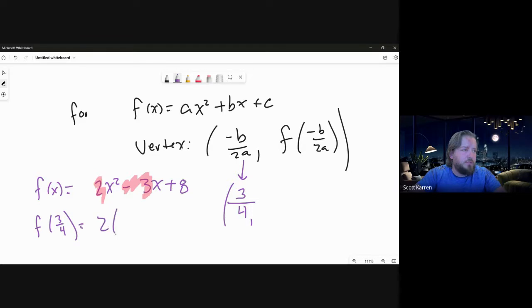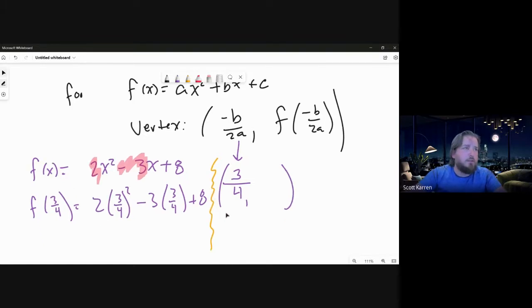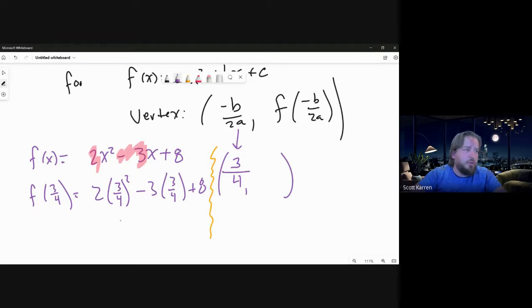going to be 2 times (3/4) squared, minus 3 times 3/4, and plus 8. And whatever I get out of that is going to be the y component of my vertex. So I'll just evaluate it. 3/4 squared is 9 over 16. That all gets multiplied by 2. Minus, I can multiply this, this just becomes 9 over 4. And then plus 8.